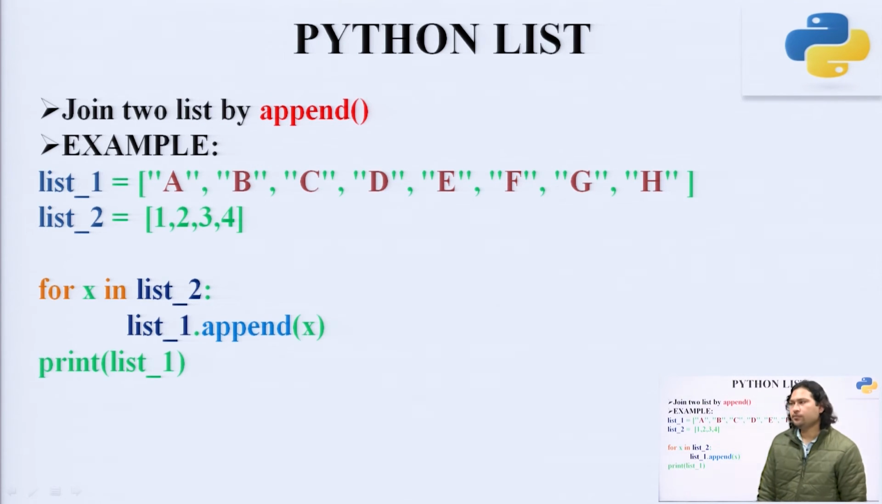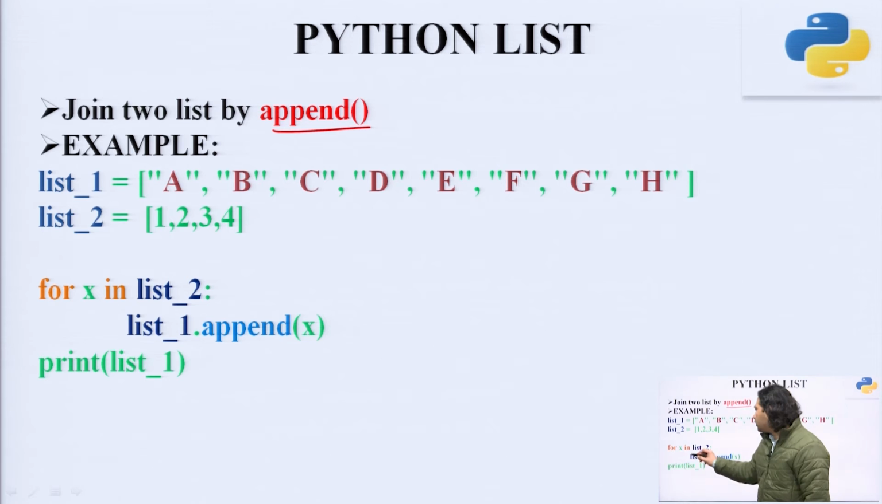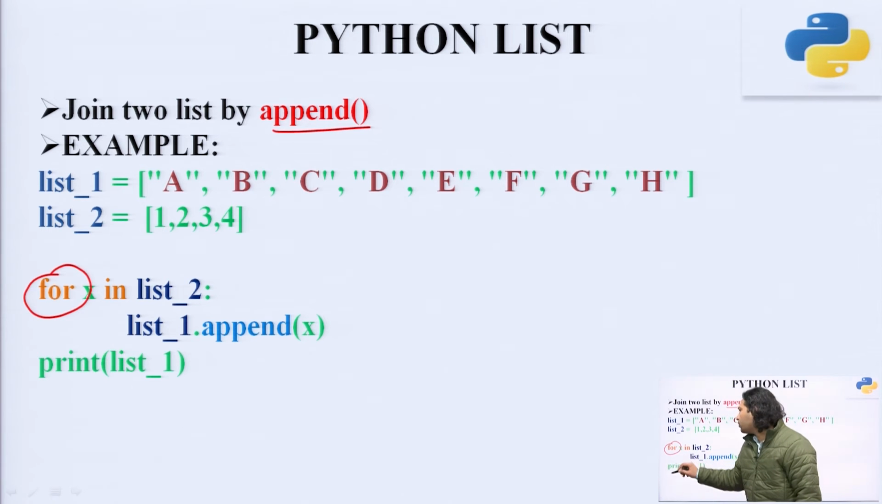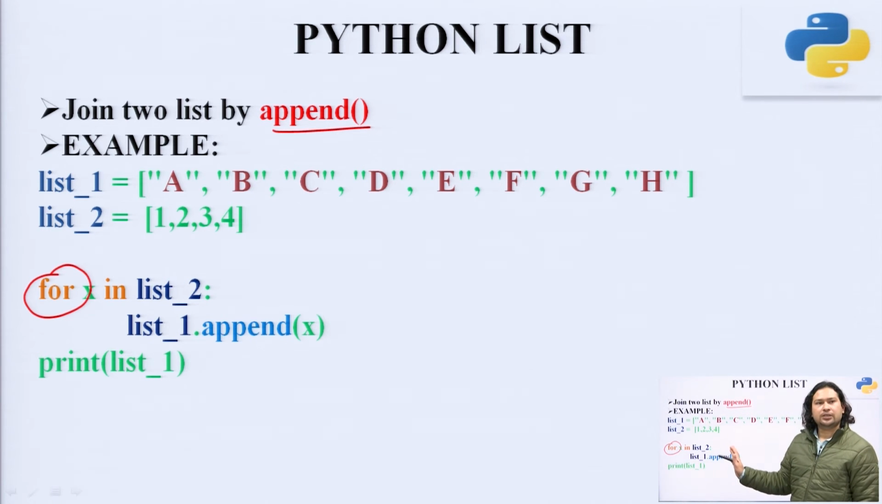Next, there is one method to join the list by using the plus operator, the second one is by using the append. We have already discussed the append method. In this, the elements are added one by one. You cannot add the elements together or in a group. So, here you need to use the for loop again. You just need to remember the syntax.